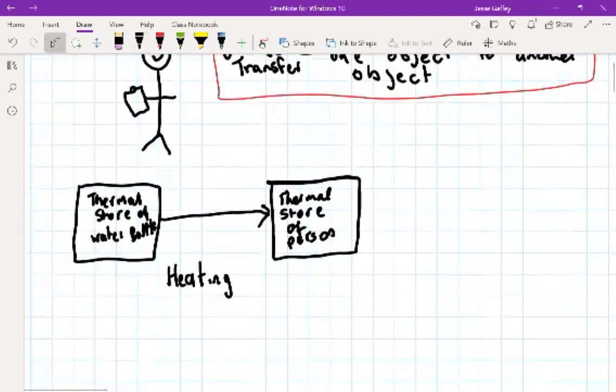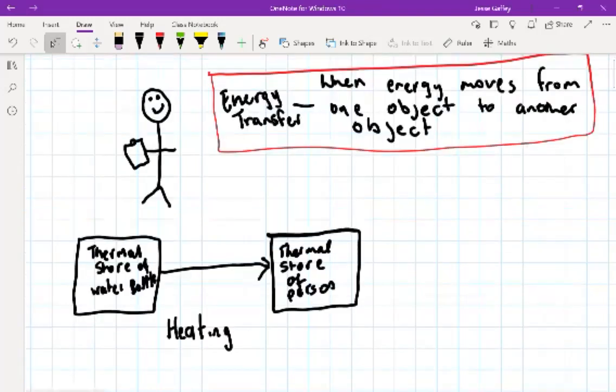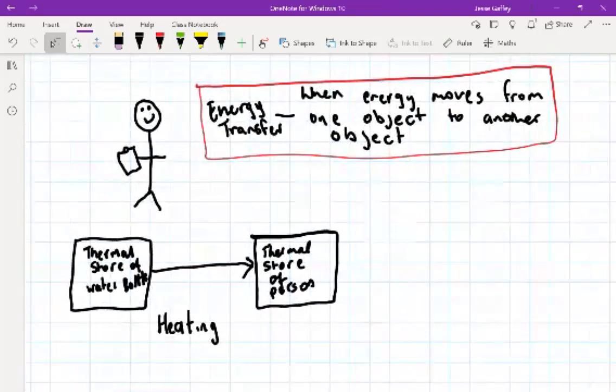So we say that when energy transfers from the thermal store of one object to the thermal store of another object, and/or changes the temperature of the second object, heating has occurred. And in heating, energy always flows from the hotter object to the colder object. So it doesn't flow from the person to the hot water bottle. Definitely doesn't do that. That would be silly, unless the hot water bottle was really cold.